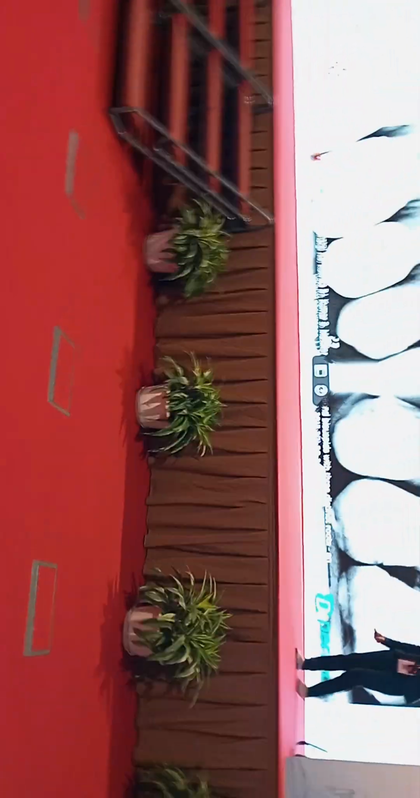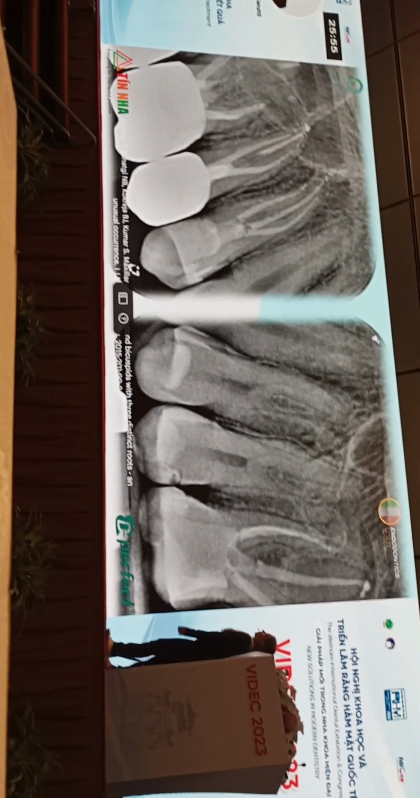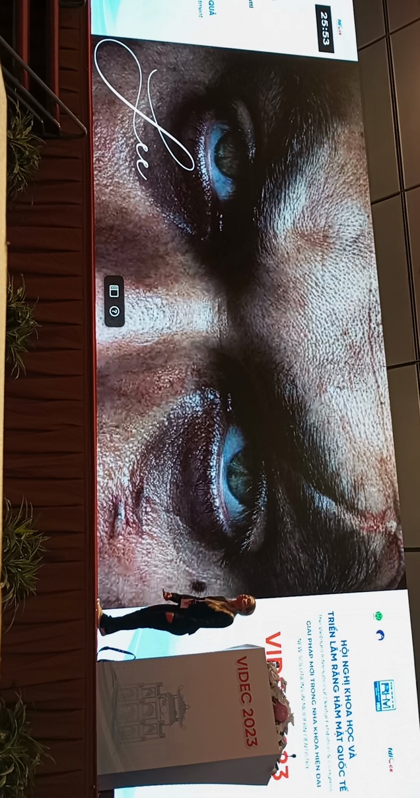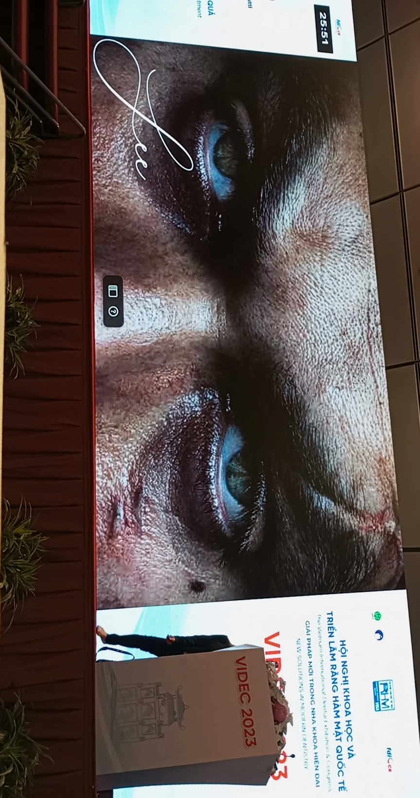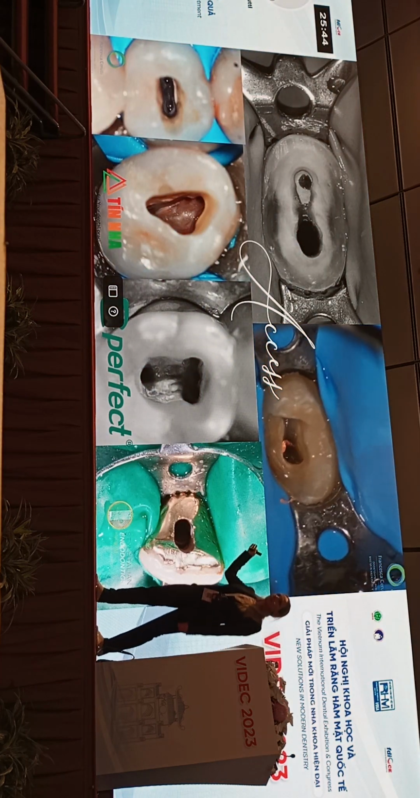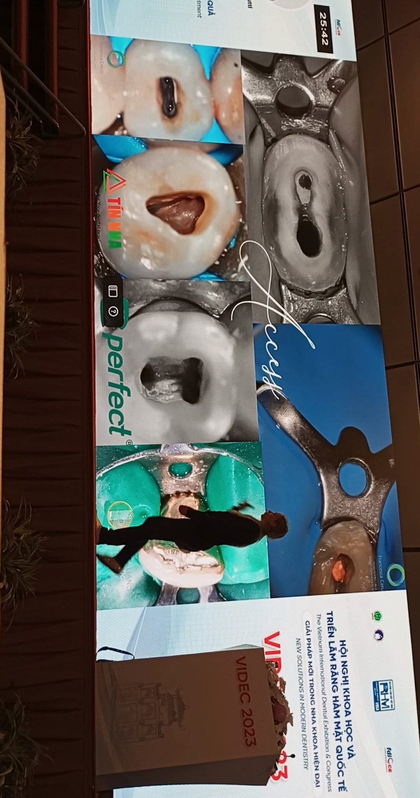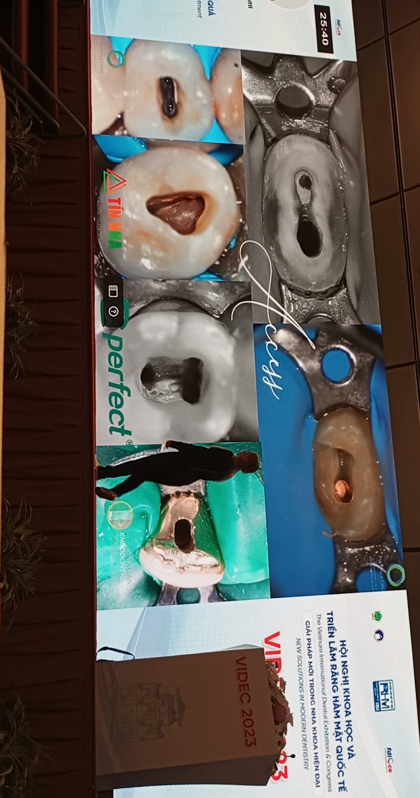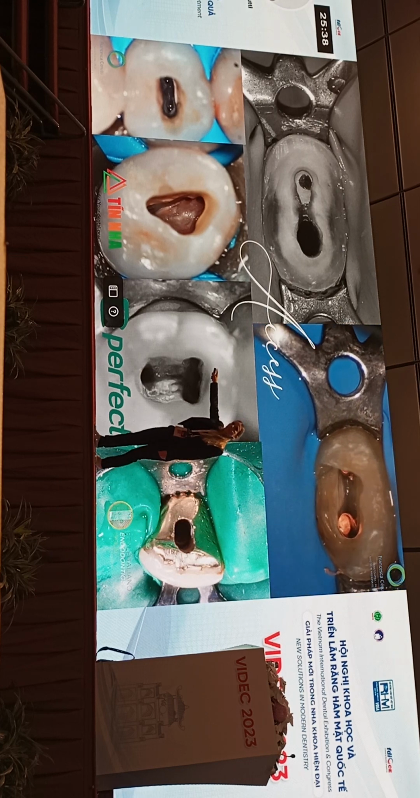Every tooth of the opposite arch will have the same anatomy. But I want to see what I do. It's the only way in which I can work correctly. So I have to do a correct access cavity, because if I don't, I'm not finding the MB2 canal in upper molars.